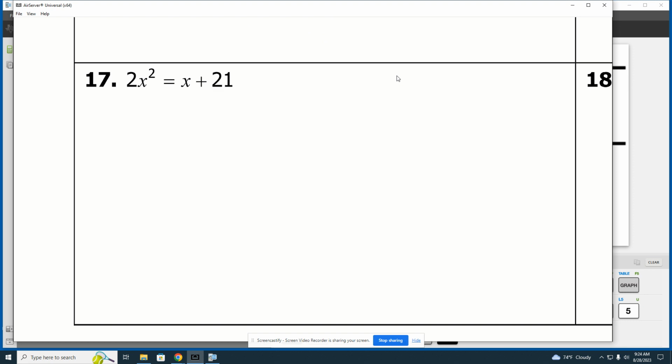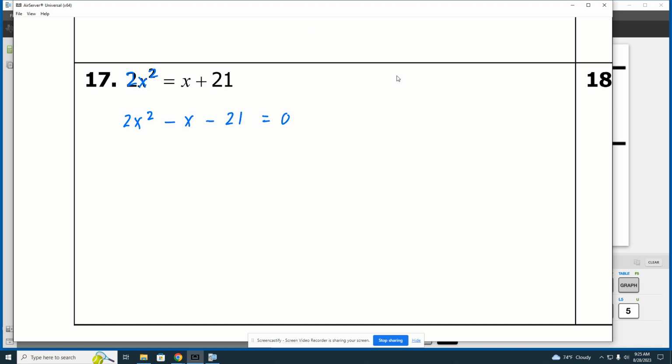Is this ready to factor? Say no. No. Because everything needs to be on, well, the 2x squared is positive on the left, so everything's moving towards it. We ain't going to move just that one. It's positive. Leave it where it's positive. So subtract the x, subtract the 21, and now we can think about factoring. Yes, go.